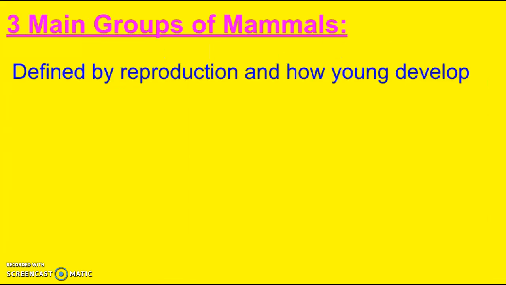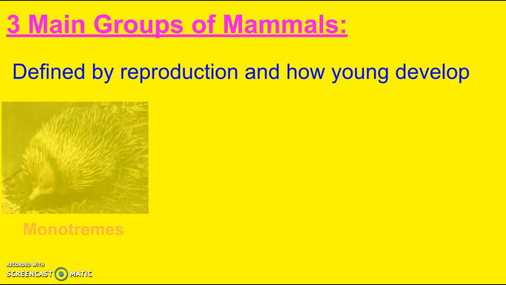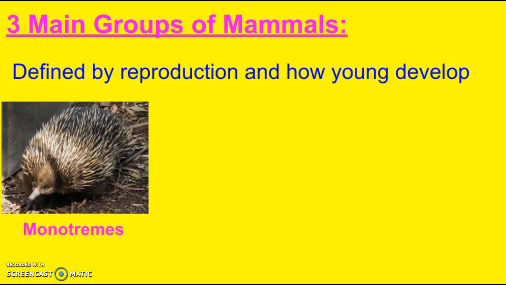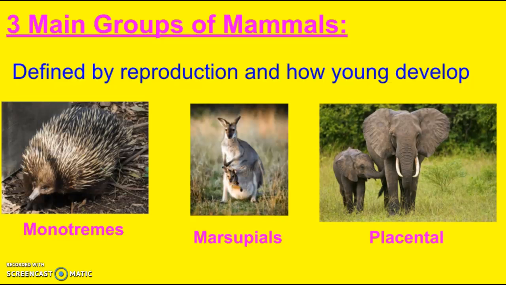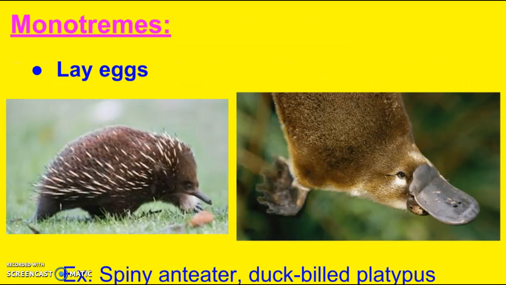So there's three main groups of mammals, and these groups are defined by the way that they reproduce and how their young develop. So we have our monotremes, our marsupials, and our placental. So let's start with our monotremes. So these are mammals that actually lay eggs. So an example would be a spiny anteater and the duck-billed platypus.